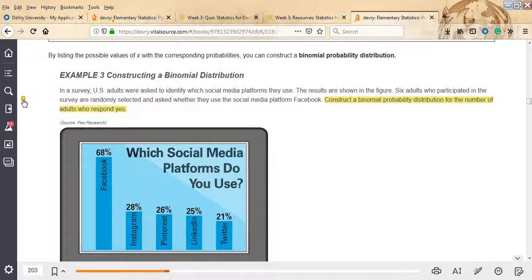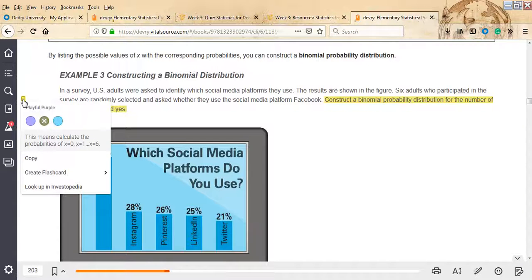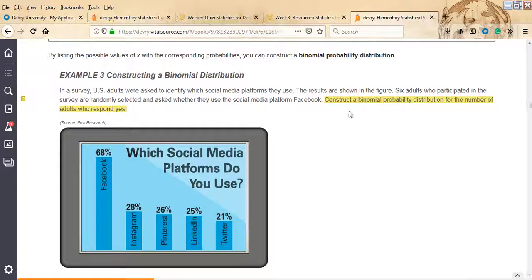Let's see what my note was here. I guess one final note, and this is actually kind of important. Construct a binomial probability distribution. That term right there is important. When you see that, construct a binomial probability distribution for the number of adults who say yes.